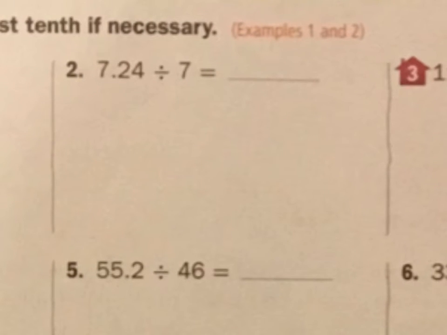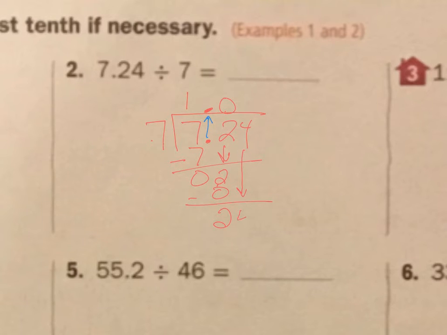Number 2. 7.24 divided by 7. Take care of the decimal point right away. All you got to do with it is it goes up, right in line. Then 7 goes into 7 one time. Subtract that out, that's 0. Bring down my 2. How many times does 7 go into 2? 0 times. 0 times 7 is 0. Subtract that out, 2. Then I bring down my next one, 4.